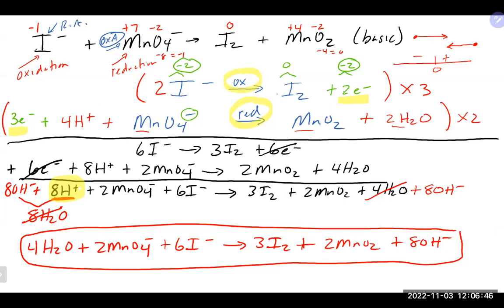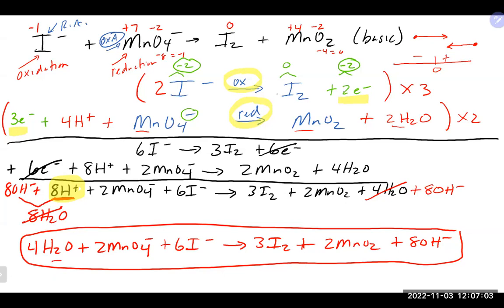It should still be balanced both ways. So once again, if we take a quick look, 4 times 2 is 8 for the hydrogens on the left, 8 for the hydrogens on the right. We have 2 Mns on the left, 2 on the right, 6 iodines on the left, 6 on the right.